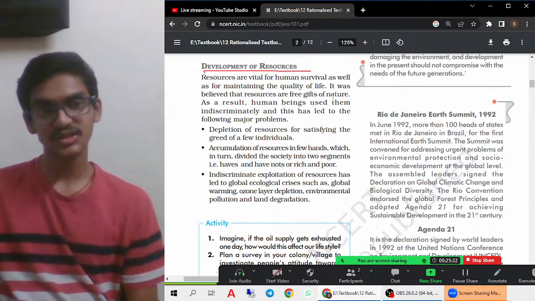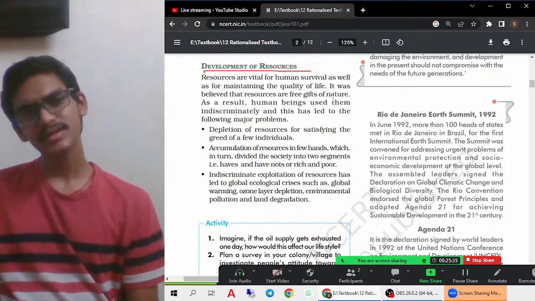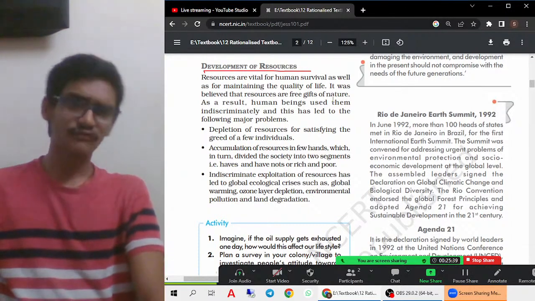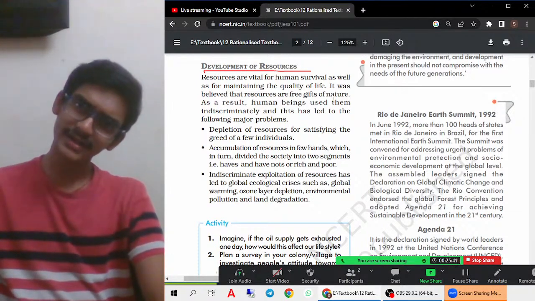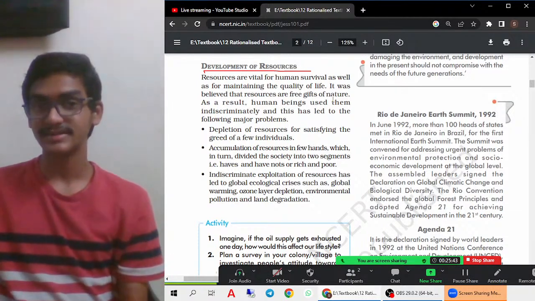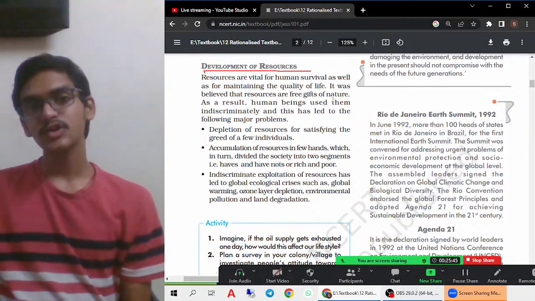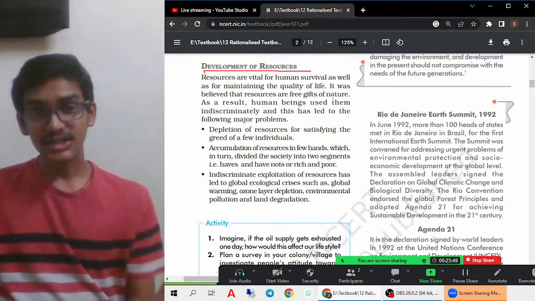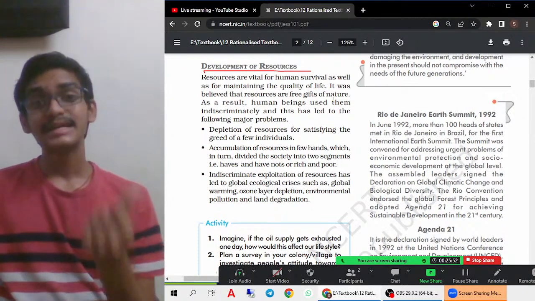These resources are very much important. But what is actually happening to all these resources? Do you think all the resources are actually available in larger quantities? No, they are not available in larger quantities. Because of the greed of human beings, greed of certain classes and sections of people, the resources are getting depleted.